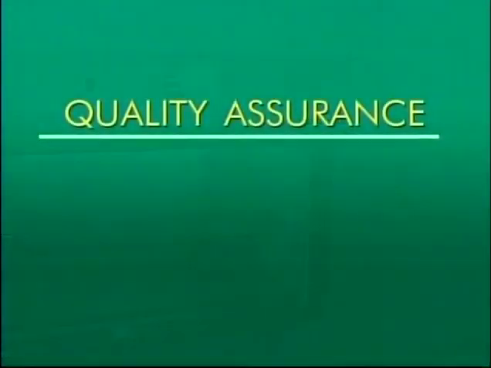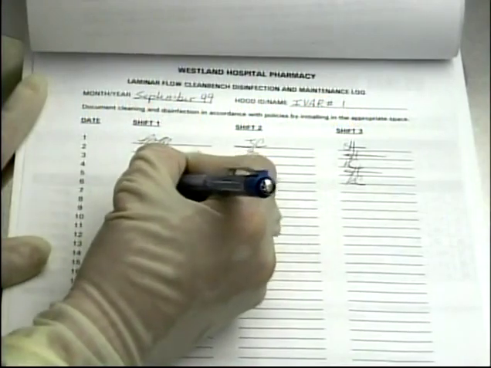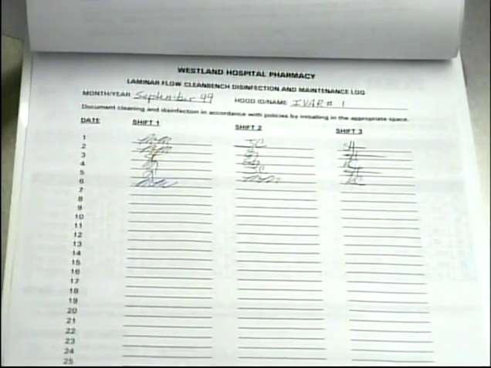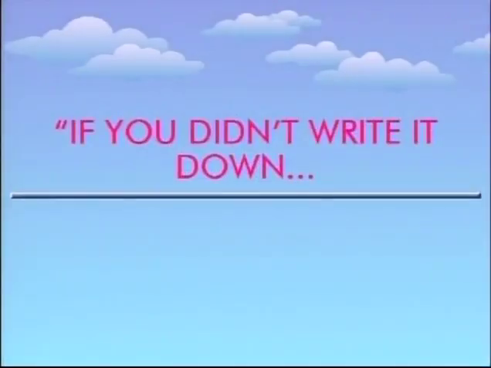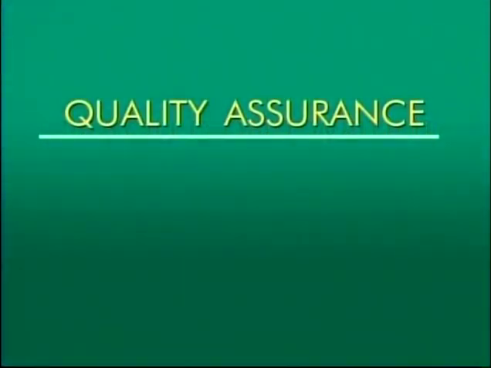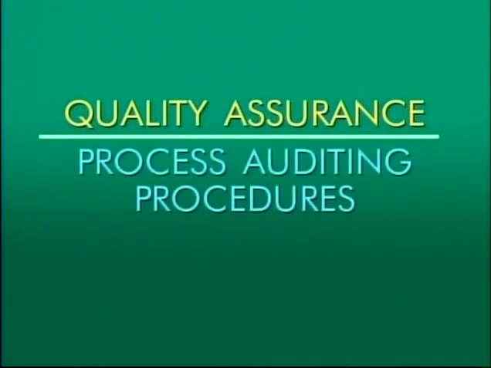Because the documentation of a quality assurance system is the justification for the ongoing release of pharmacy products, the importance of proper documentation of all aspects of a QA program cannot be overstated. A standing rule in industry is that if you didn't write it down, you didn't do it. There are no excuses. Thus, the integrity of pharmacy-produced products can be effectively demonstrated through quality assurance using process auditing procedures.